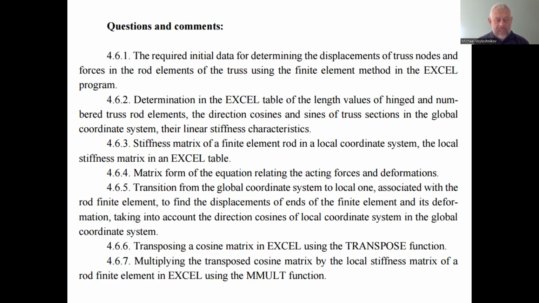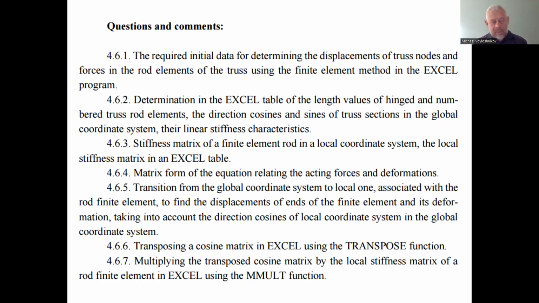So we have the beforehand got decision. It's very simple, consisting of 4 elements, and this is just the product of the linear stiffness on the matrix of just only units, 1 on the main diagonal and -1 on the other diagonal. The product is the stiffness matrix of the finite element of a force type in the flat state. 4.6.3 Stiffness matrix of a finite element rod in a local coordinate system, with the local stiffness matrix in an Excel table. This is just what I told a little bit before.